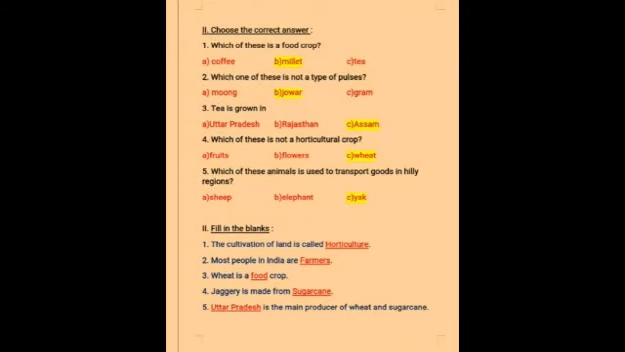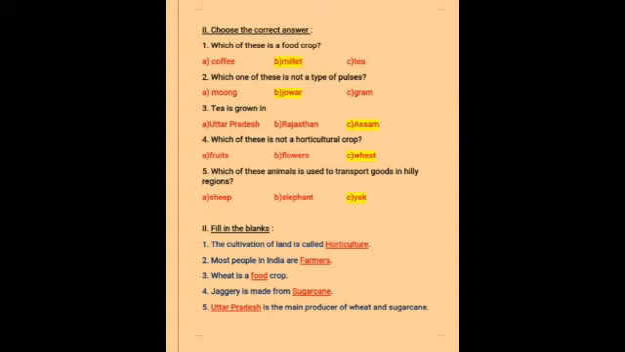So second Roman letter, choose the correct answer. First one, which of these is a food crop? You have coffee, millet and tea. So what is a food crop? Very good, it is millet. Second one, which one of these is not a type of pulses? Moong, jowar and gram. It is jowar. Third one, tea is grown in Dash: Uttar Pradesh, Rajasthan, Assam. Yes, very good. It is Assam.